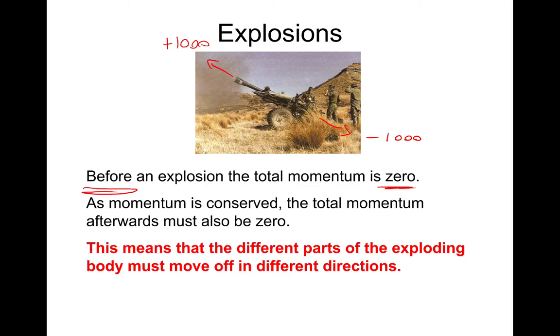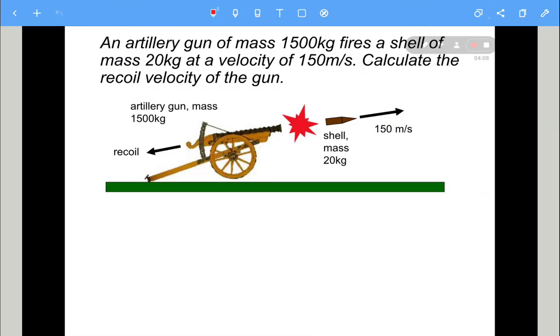Okay, so when we do the maths, it's pretty straightforward. So let's have a look at some questions. An artillery gun of mass 1,500 kilograms fires a shell of mass 20 kilograms at a velocity of 150 meters per second. Calculate the recoil velocity of the gun.